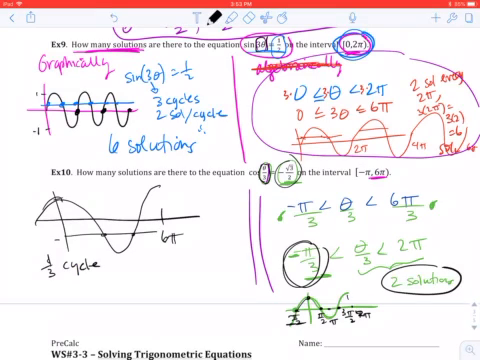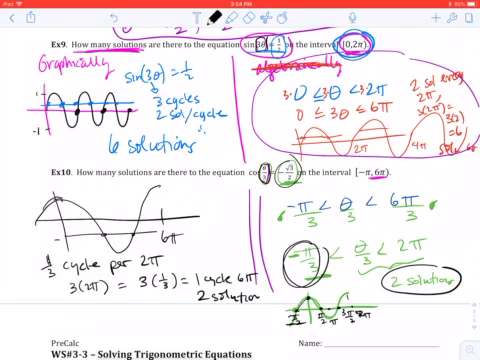Or you can say there's 1/3 of a cycle per 2 pi. There are then 3 sets of 2 pi. That's 3 sets of 1/3 of a cycle. So that is 1 cycle in 6 pi, which means there's 2 solutions. So yeah, that's another way of doing it.